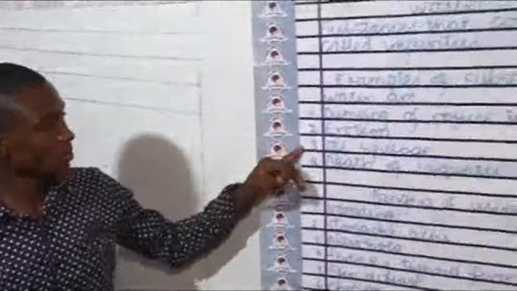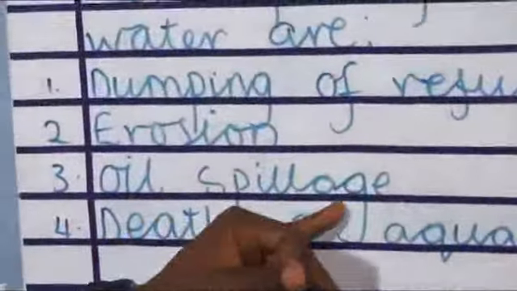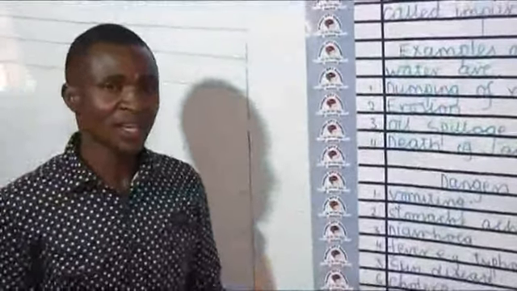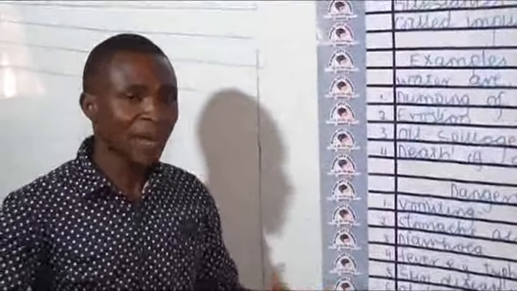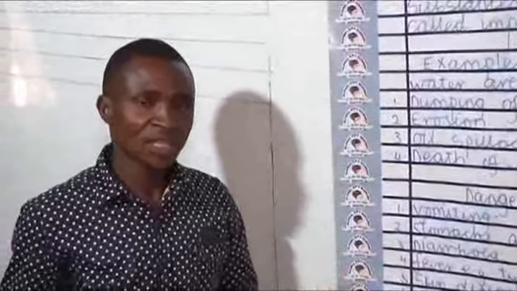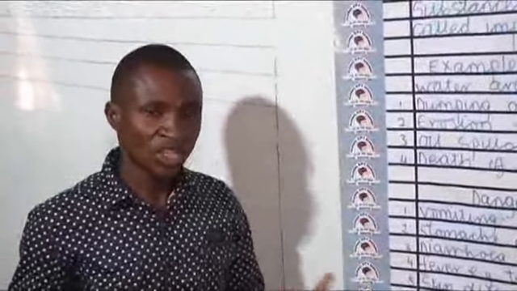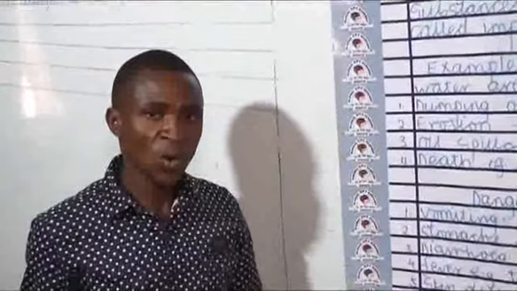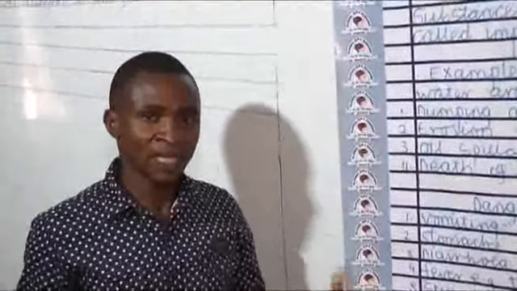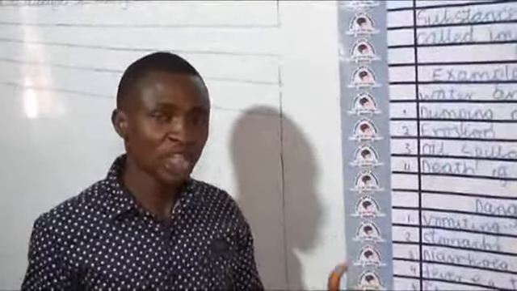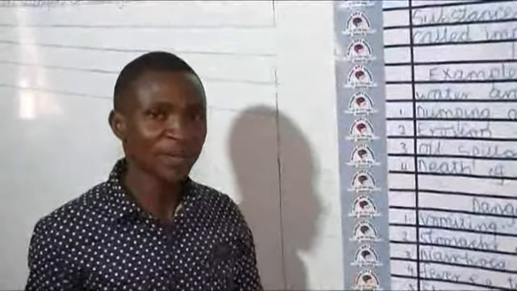Number 3, oil spillage. In some states like Cross River and Bayelsa, they have some pipelines that pass through the water bodies. Sometimes the pipelines get broken, or when people spoil them, then the oil spills into the water and contaminates the water.